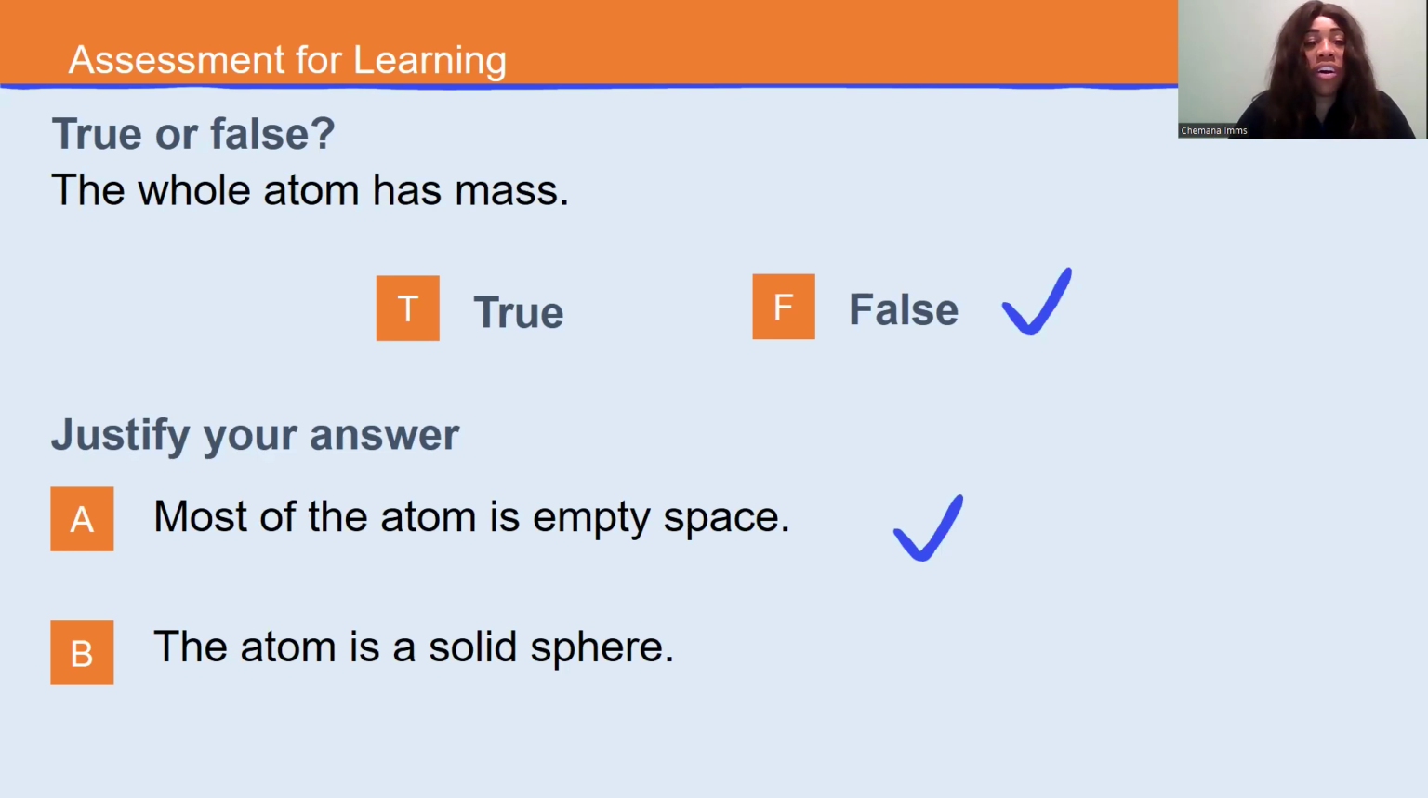And then justify your answer. Most of the atom is empty space, or the atom is a solid sphere. Well, we know that the mass or the nucleus is so concentrated and so tiny from our previous slides. We saw how tiny it was, and therefore all of that surrounding area, or where those shells exist, is where we would find a lot of empty space.